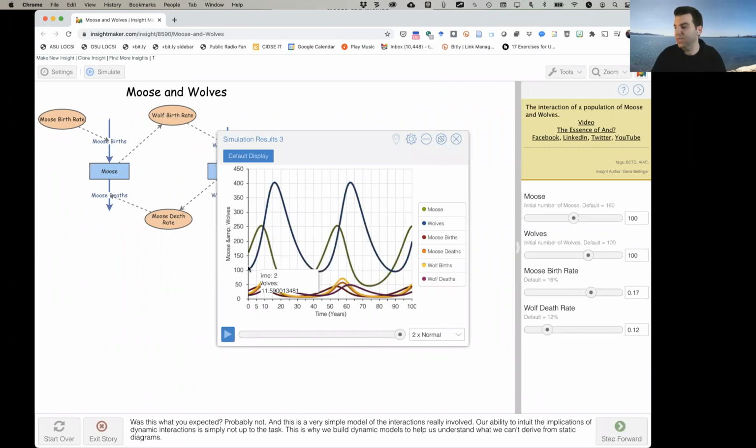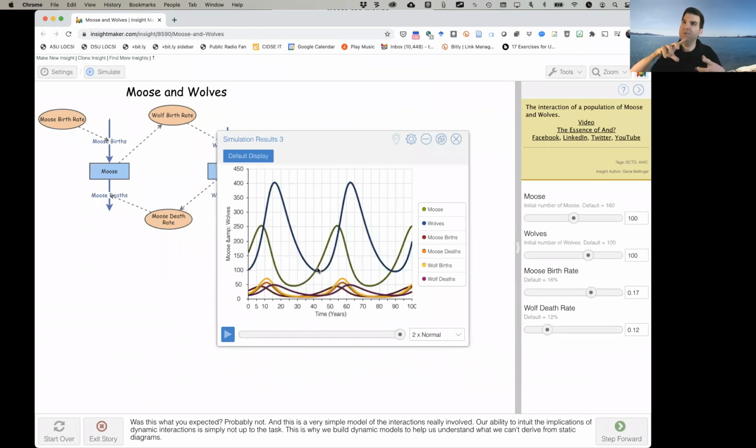So there are periods when the moose are growing quite a bit. But when they grow, they eventually become so plentiful that they become easy pickings for the wolves. And so then the wolves can grow really fast. Once there are lots of wolves, that greatly depletes the moose population, which brings them down. As the moose population gets low, it becomes harder for wolves to find food. And so that creates a lagging effect where the wolves then have a decline in their population. And this process repeats.